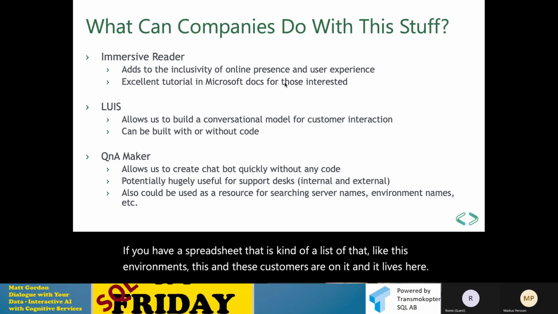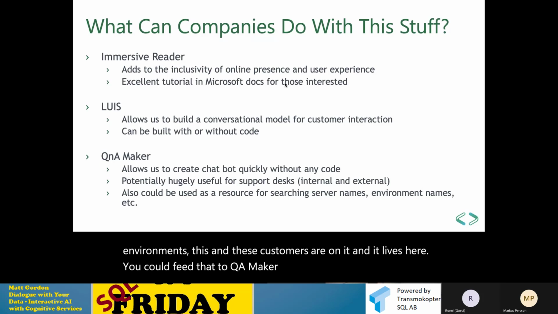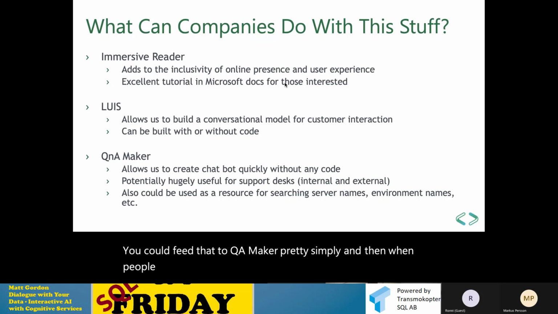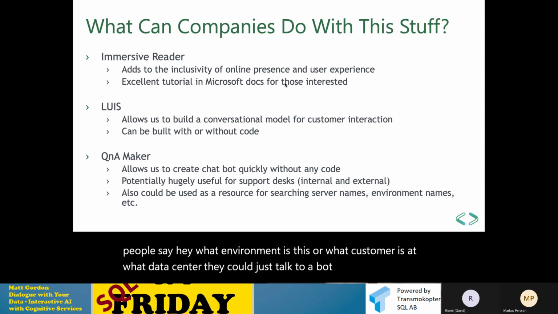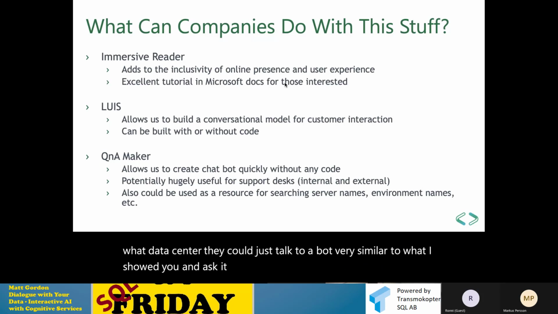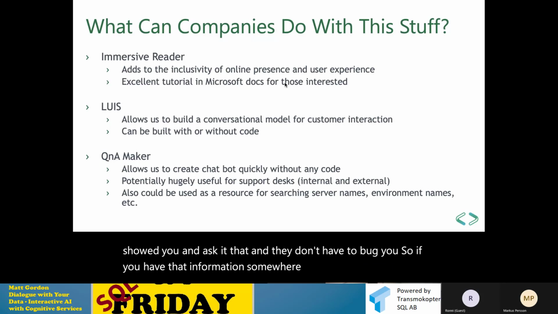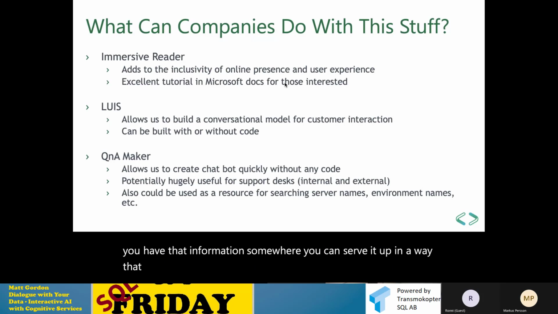You could feed that to Q&A Maker pretty simply, and then when people say, hey, what environment is this, or what customer is at what data center, they can just talk to a bot, very similar to what I showed you, and ask it that, and they don't have to bug you. So if you have that information somewhere, you can serve it up in a way. Basically, people can talk to the documents. They don't have to talk to you, which is normally a very good thing.